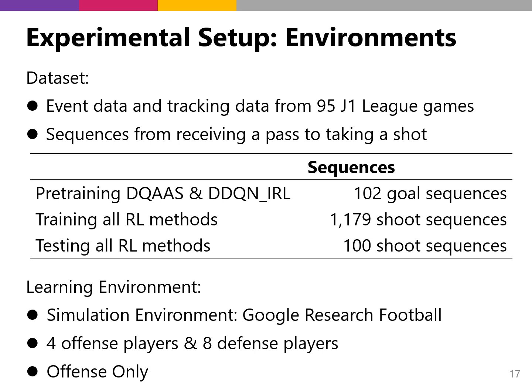The dataset is composed of event data and tracking data from 95 J1 League matches, and we extracted sequences from receiving a pass to taking a shot. The data for training inverse reinforcement learning and DQAS are 102 goal sequences that result in a score. For training and testing reinforcement learning methods, we use these shoot sequences. As a simulation environment, we use Google Research Football, with 4 offensive players, and 8 defense players with a goalkeeper. The scenario is offensive only.